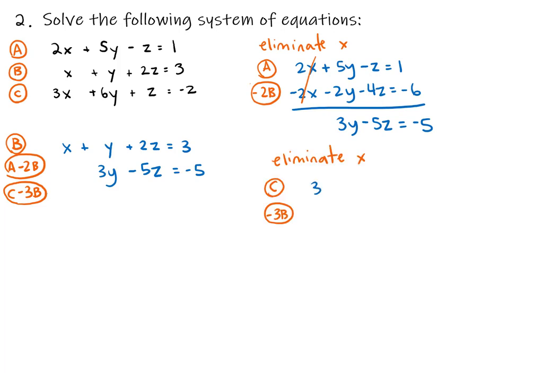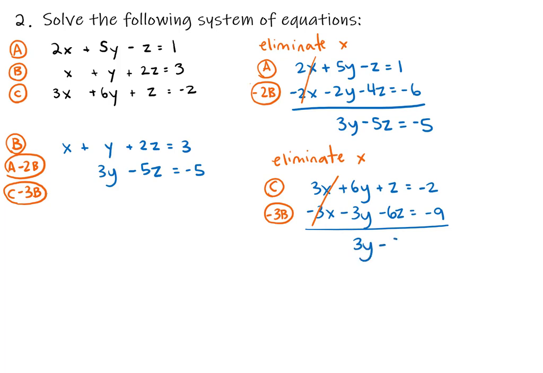So C is 3x plus 6y plus z is equal to negative 2, and negative 3b would give me negative 3x minus 3y minus 6z is equal to negative 9. Adding those together will eliminate the x's, and I'll be left with 3y minus 5z is equal to negative 11. So let's write that as our third line. 3y minus 5z is equal to negative 11.